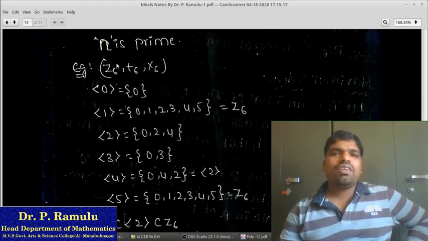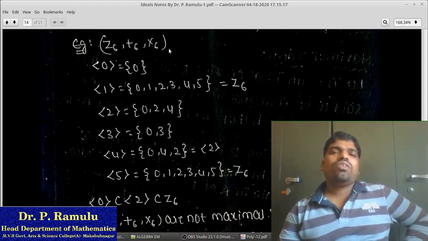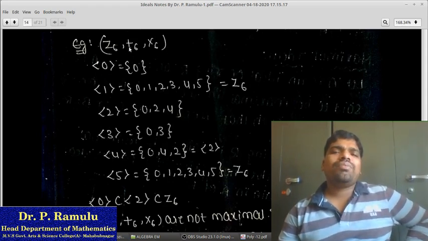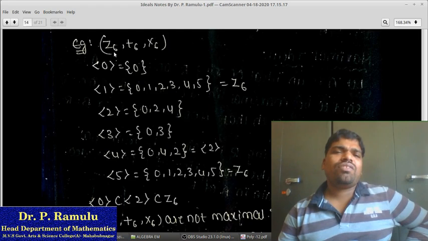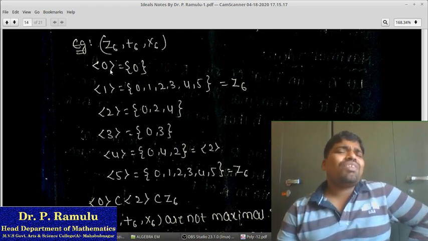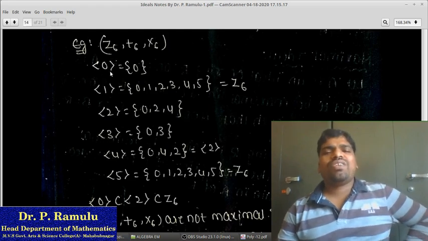So I am verifying another thing: Z6 with addition modulo 6 and multiplication modulo 6. What are the ideals of this ring, starting with the singleton {0}? First of all, I am finding the factors of 6, which are nothing but 6 only. I want to find the generators first.